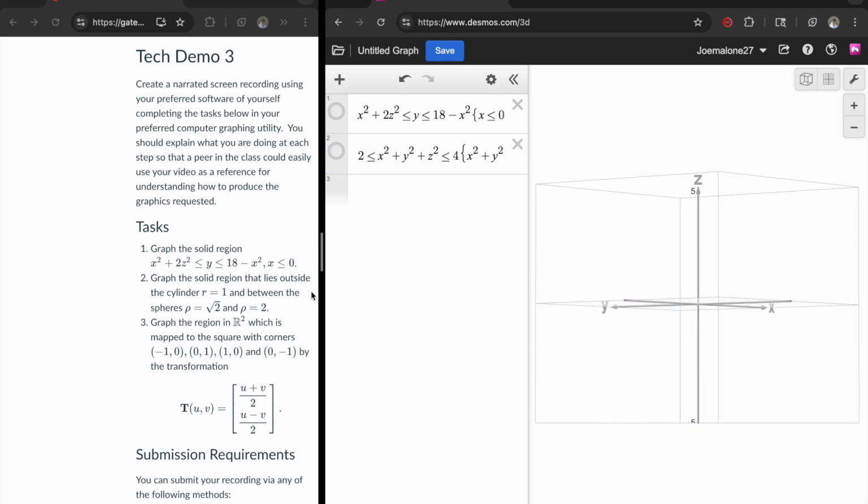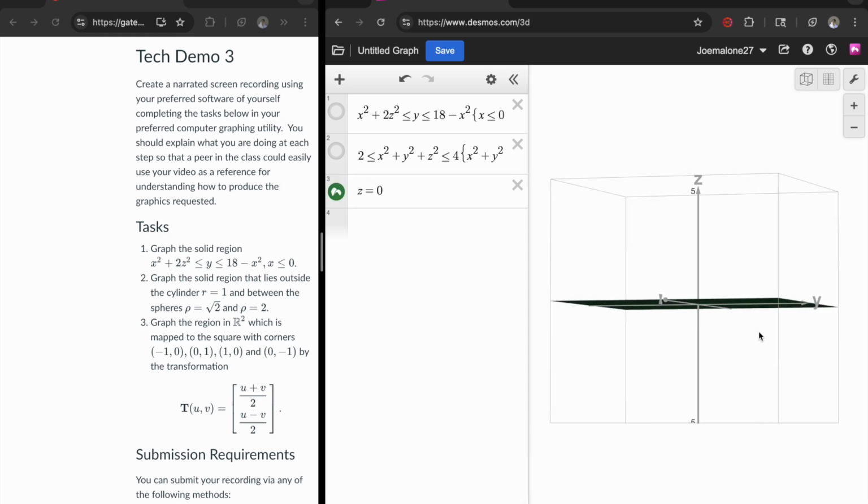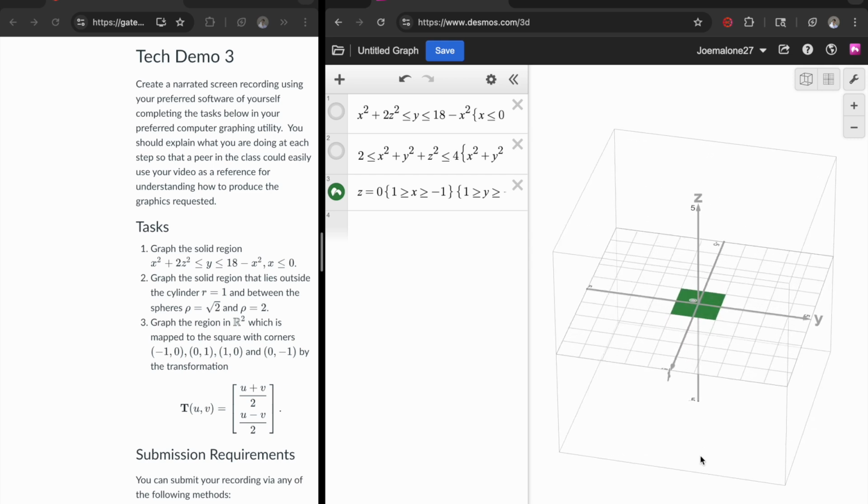Alright, and then for the last part, we're going to graph the region in R2, which is mapped to the square with corners negative 1, 0, 0, 1, 1, 0, and 0, negative 1 by transformation. So first, I'm going to show how to graph that first square, where z is equal to 0. We know it's a square on the xy plane. Then we have the curly braces for our bounds, which is 1 greater than x, and x greater than negative 1. And then our y bounds, which is 1 greater than or equal to y, which is greater than or equal to negative 1. Then we'll get that square.